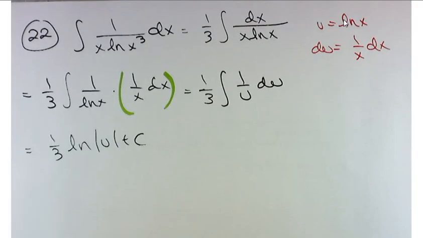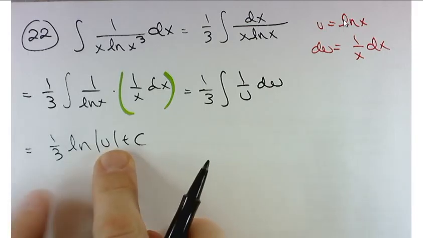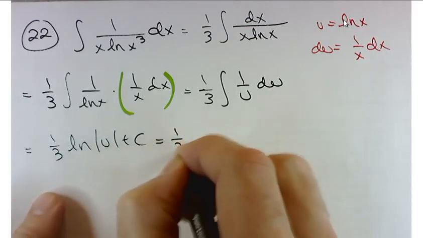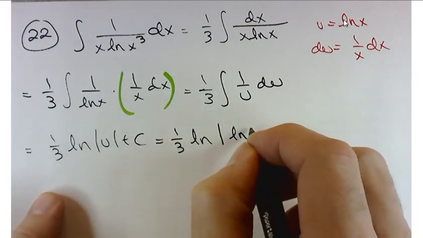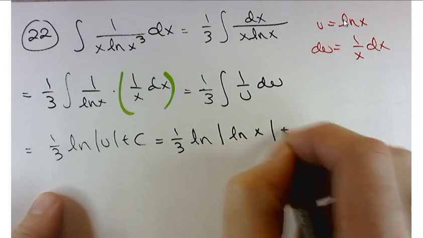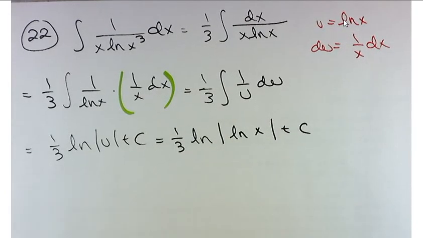Now there's something a little bit ironic here in terms of the constant, or in terms of substituting in for u. What do I substitute in for u? ln of x. So I have the ln of x. That's okay. That's the way it worked out. That's it.